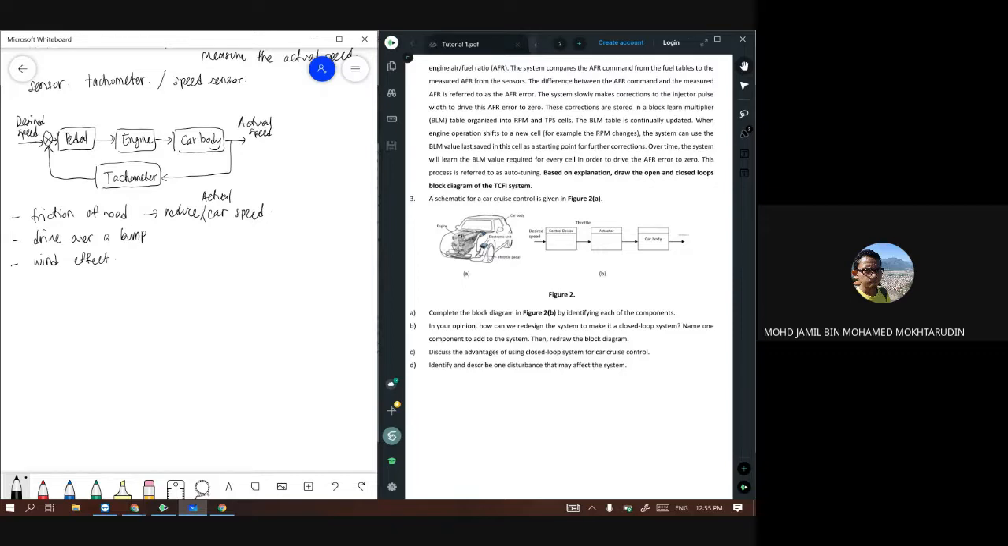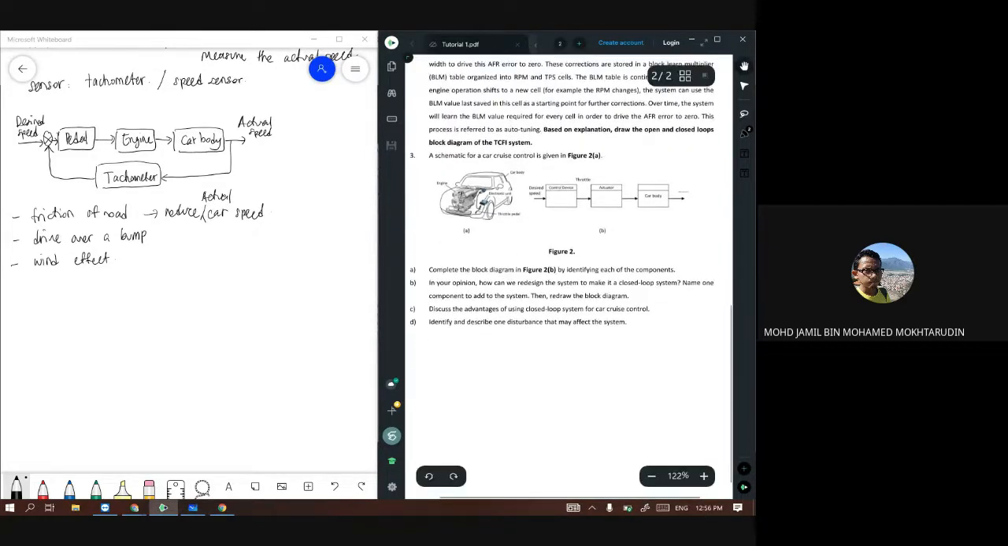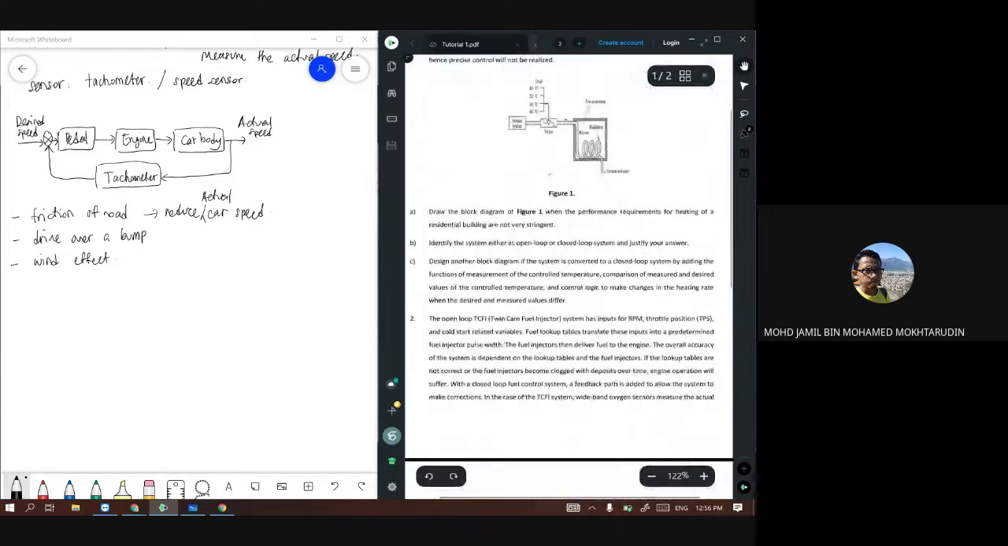And same thing for driving over a bump and the wind effect. If the wind is flowing from the back, then you find that your car is slightly faster than what you desire, so you will push less on the pedal so that the speed of the car is reduced. Yes, that's right. So just describe in your own words. Okay, so that's for tutorial number 1. Any question before we move on to tutorial number 2?